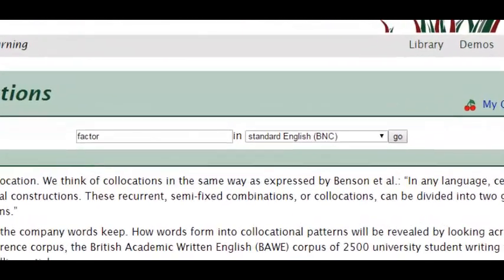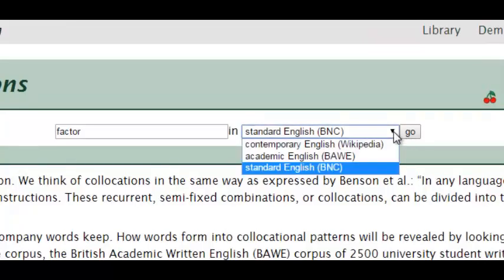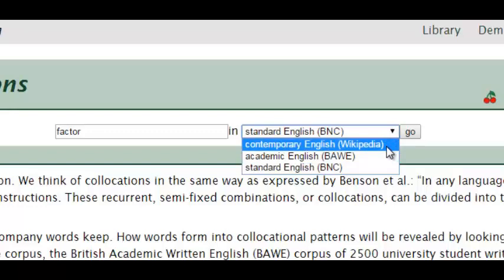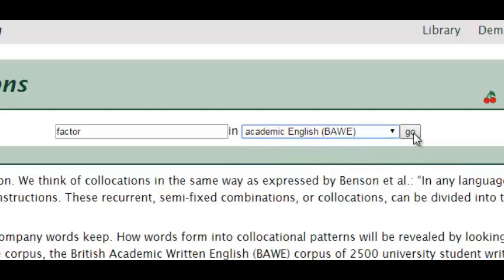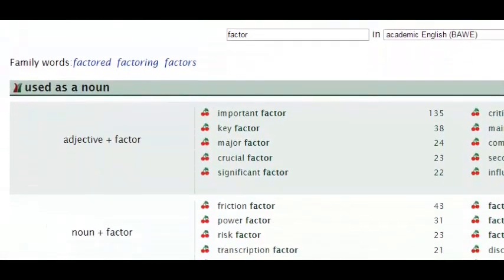So going back to our site, we have a corpus, it's called the BNC, British National Corpus, and it's just standard English, it's spoken and written texts. And then if you wanted to have a more academic look at the patterns involved, you could look at the Academic English Corpus, or you could look at the corpus which is made up from Wikipedia. But let's have a look at the Academic English and see what patterns are there, and then actually compare the patterns with the British National Corpus, just the Standard English Corpus. So you just press go, and I'll just scroll up here.